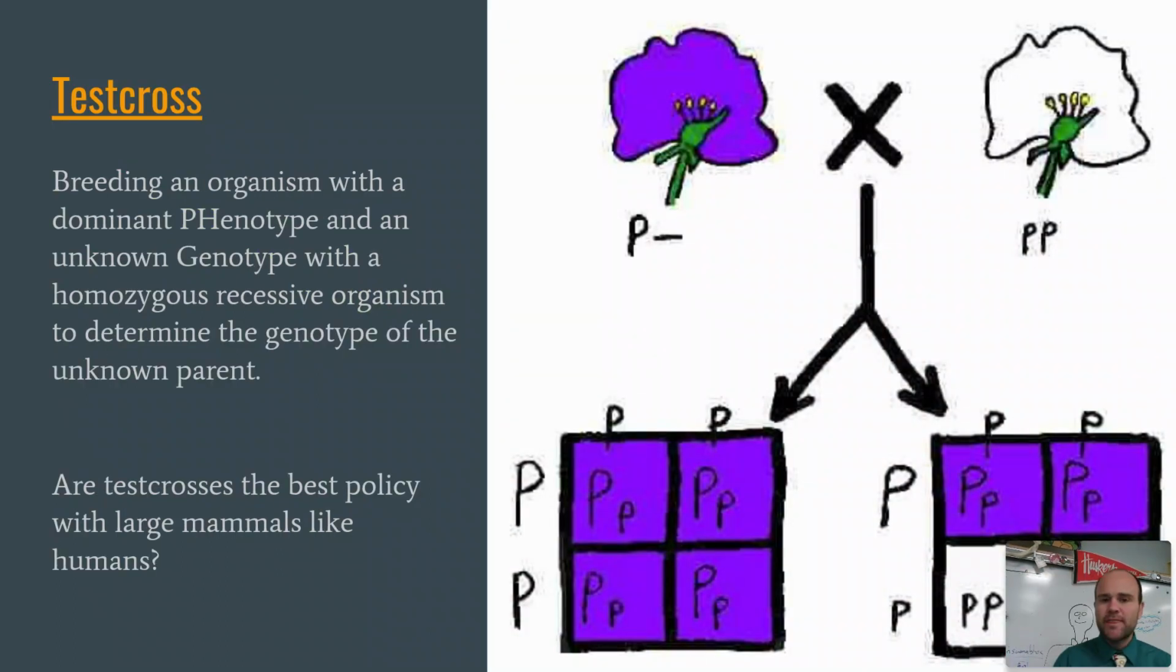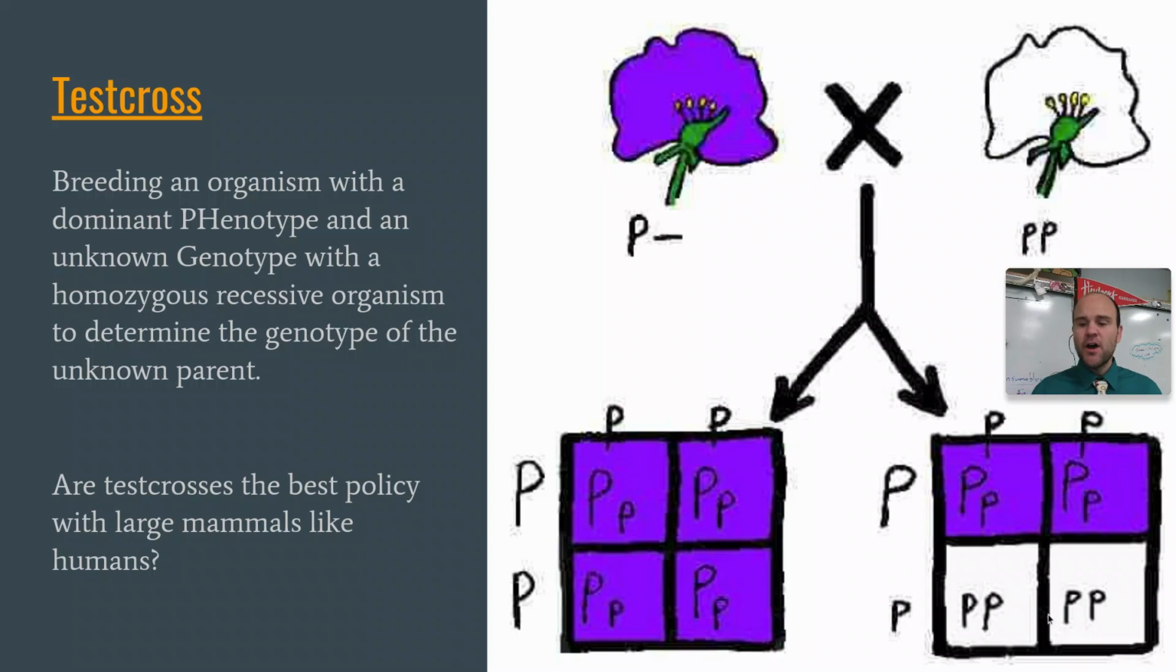Sometimes we don't know with the dominant trait if it's homozygous dominant or heterozygous. We just don't know. So one thing we can do if we know the phenotype, but we're not sure of the genotype, is a test cross. So what you do is if you have an unknown dominant, cross it with a homozygous recessive. If all the children are dominant, we know that it was homozygous dominant. If half the children are dominant, half are recessive, we know that it was heterozygous. Now, this works great with plants or insects or bacteria, not so great with humans. Do not try a test cross at home.